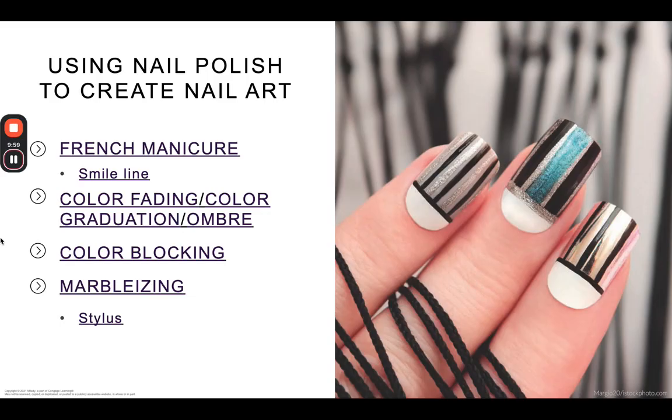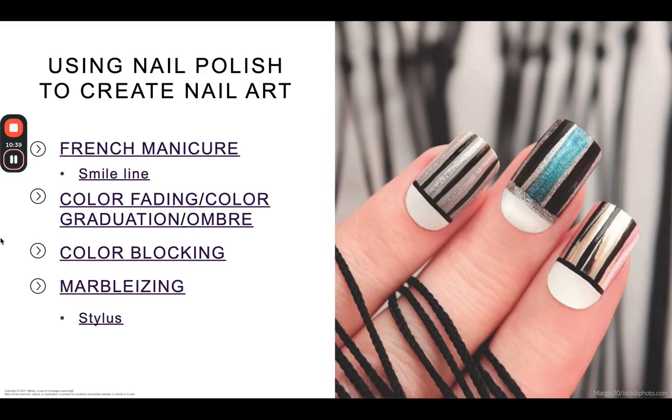So we can also do what they call color fades, aka color graduations, aka ombres. These are all terms that describe when one color fades into another. The meeting point is a combination of the two. You can achieve this by applying the product more thickly and opaquely, and then using the product more thinly and translucent when meeting the other color. So when it comes to color fading or ombre, always go heavier with one color and then go lighter with the other color that you're trying to fade. It'll make it easier for your blending.